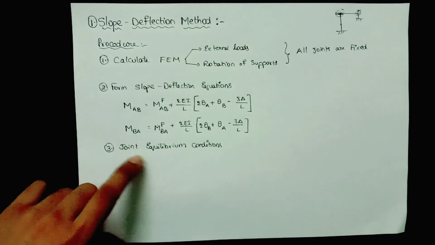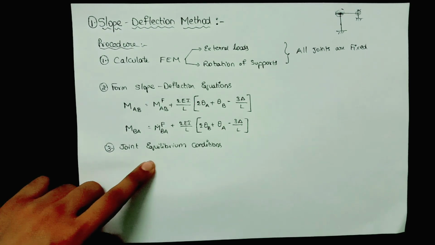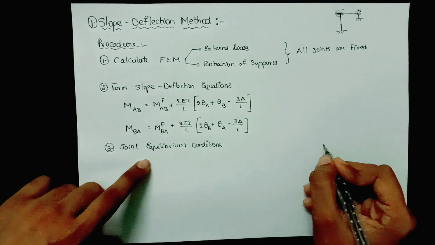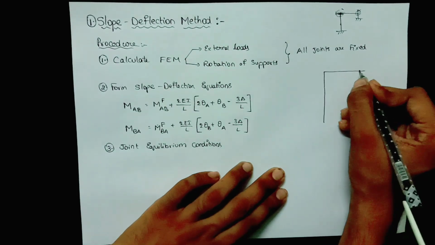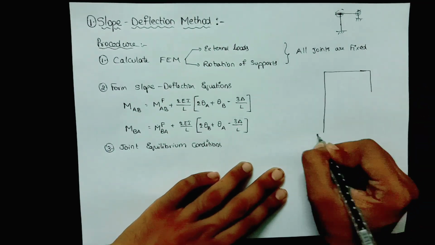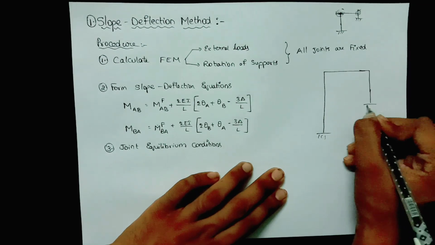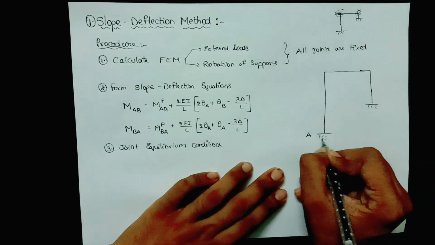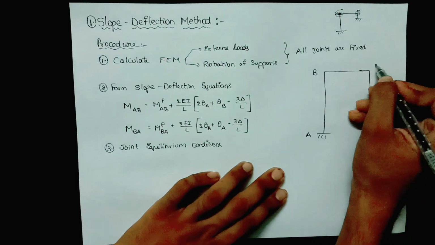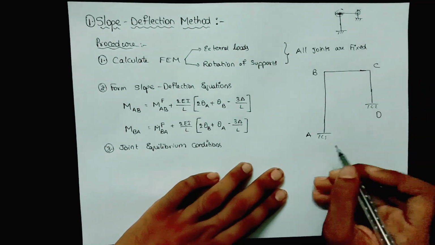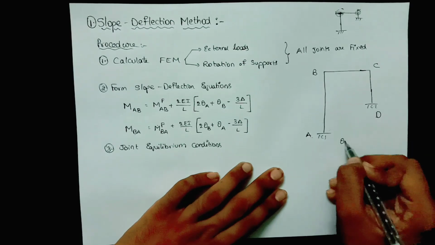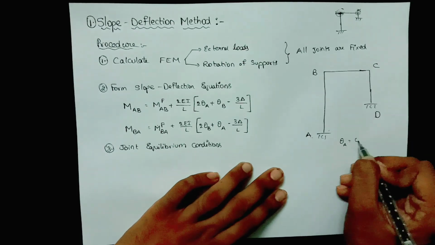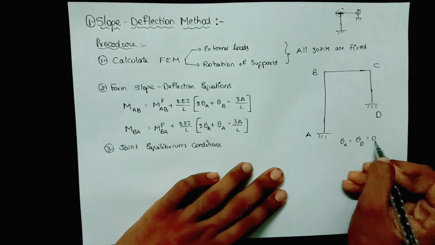The third step is joint equilibrium conditions. So we have to ensure that every joint is in equilibrium. Suppose, for example, there is a frame. So I have a frame in this manner. Let the support at A be a fixed support, and this is joint B, joint C, and support D. At A and D we have fixed supports, so the slopes at A and D, theta A and theta D, are equal to 0.